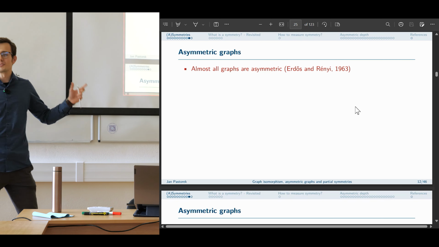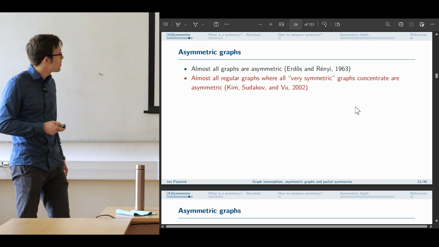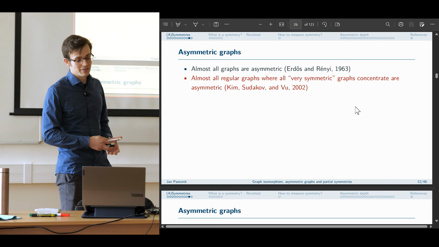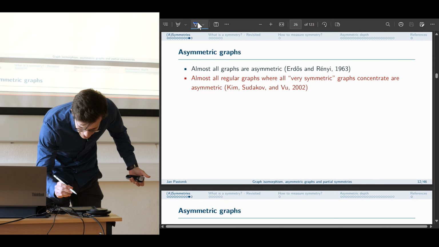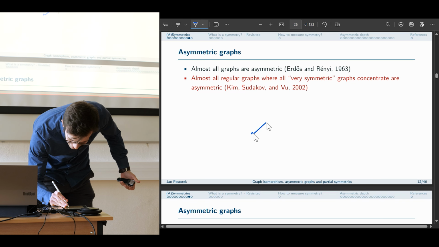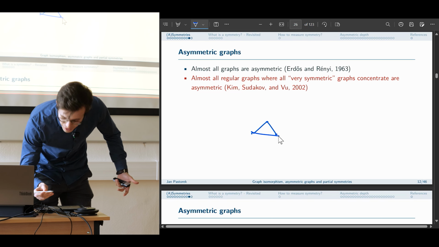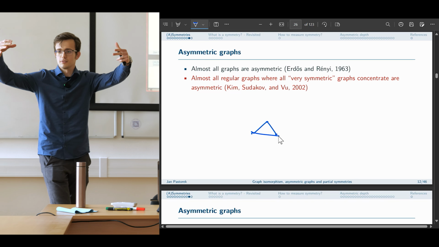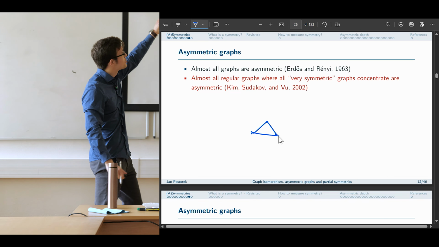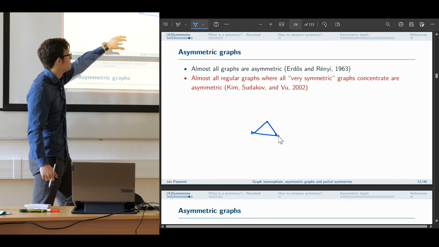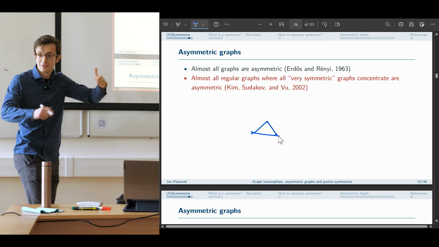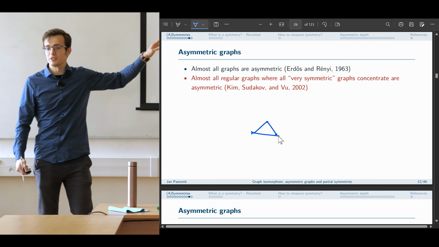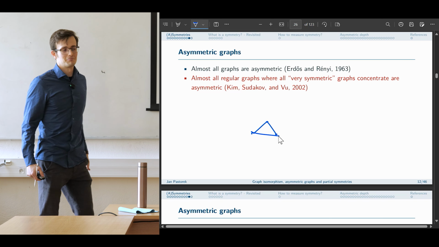All right. So almost all graphs are asymmetric, but it turns out that almost all regular graphs are also asymmetric. And a regular graph is just, I'm going to write it here. Oh, okay, technology works. So this is a regular graph. It means that from every vertex you have the same number of outgoing edges. If you choose randomly from the regular graphs, which have the same number of neighbors from each vertex, it turns out that almost surely you will also get asymmetric graphs, which is somehow, I would say, not expected.